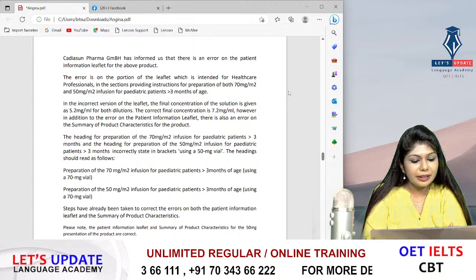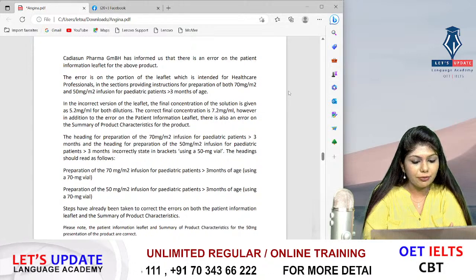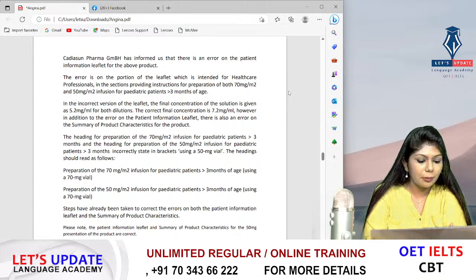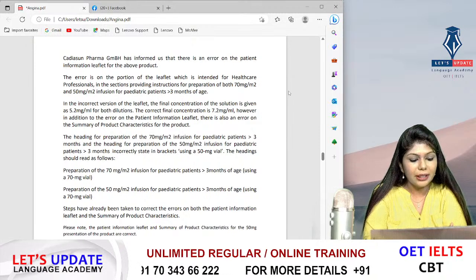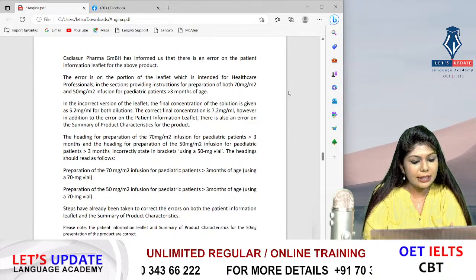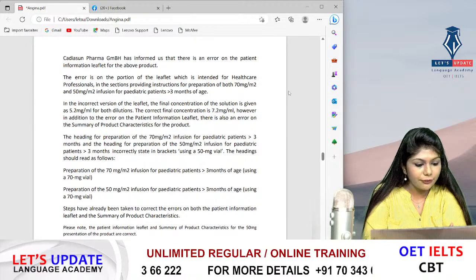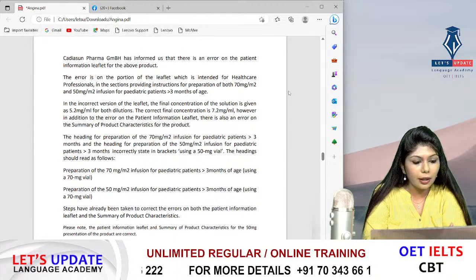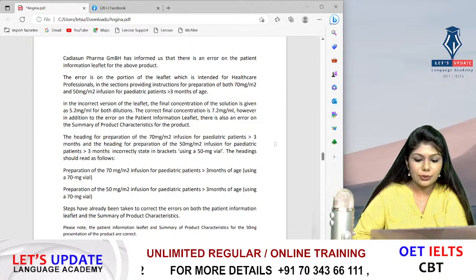Steps have already been taken to correct the errors on both the patient information leaflet and the summary of product characteristics. Please note the patient information leaflet and summary of product characteristics for the 50 mg presentation of the product are correct. So that was what the extract was about.